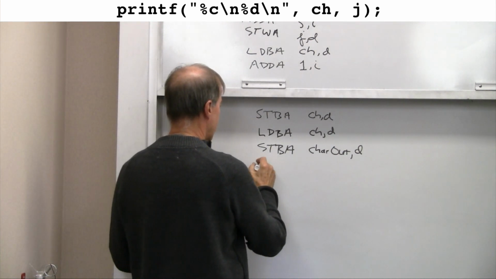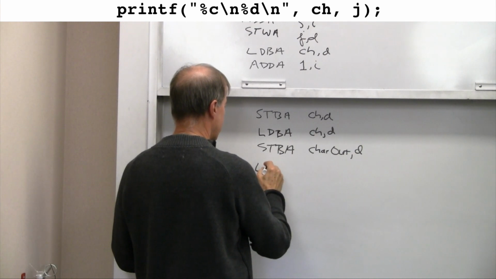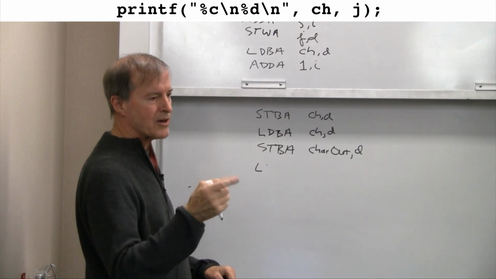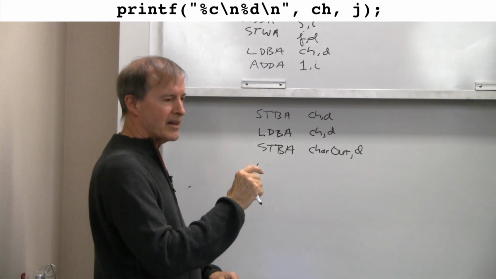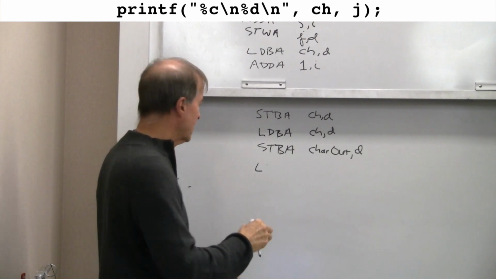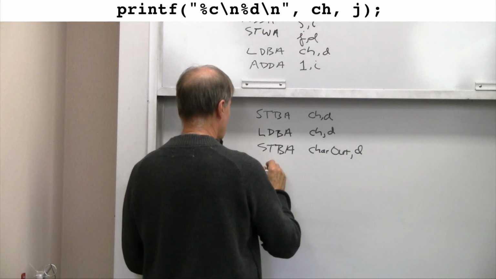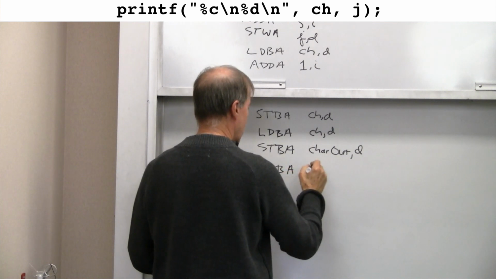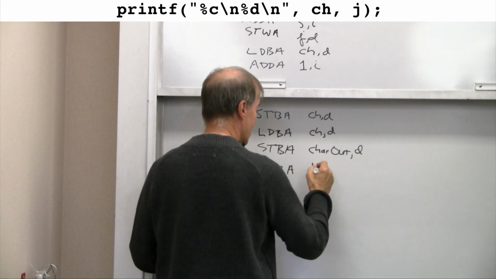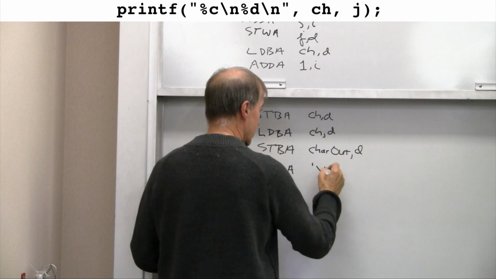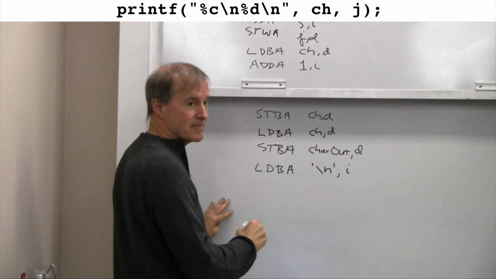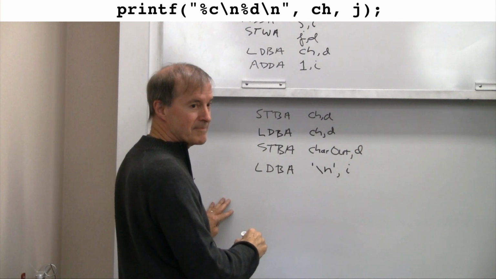How do you get a new line character out? Put a new line in the accumulator. Load byte accumulator, and what can we put right here? Just the backslash n. Addressing mode immediate. Immediate. Next.